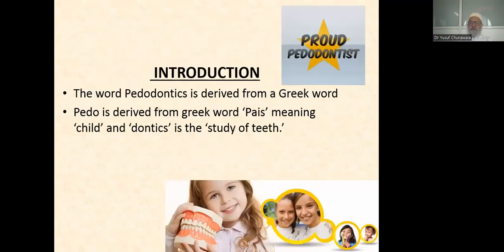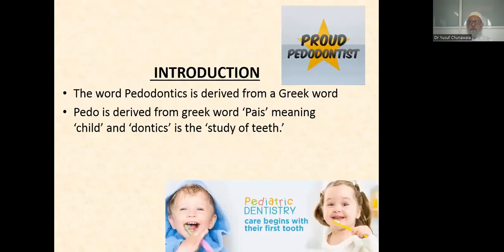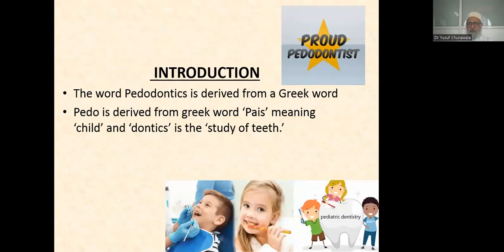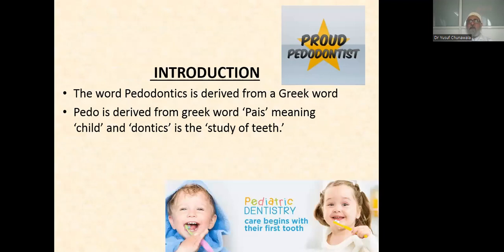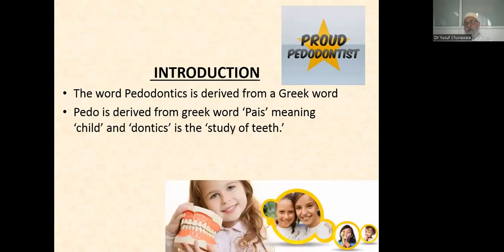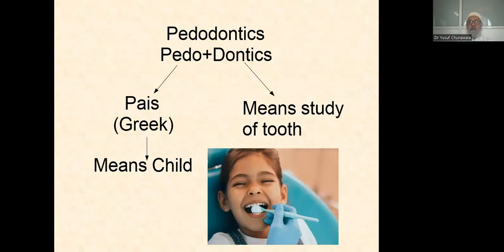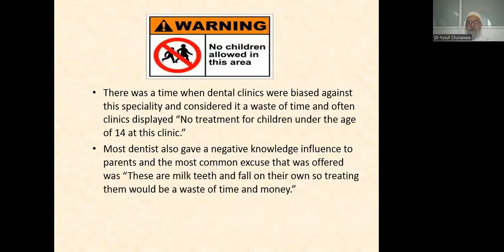Now, the basic introduction. Where did this word pedodontics come from? It is derived from a Greek word. Pedo is derived from the Greek word paies, meaning child, and dontics, as you can understand, is the study of teeth. Okay, child and teeth. So, study of children's teeth is pedodontics.